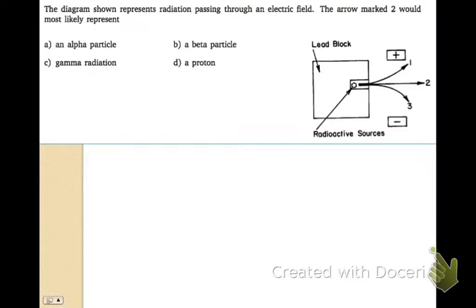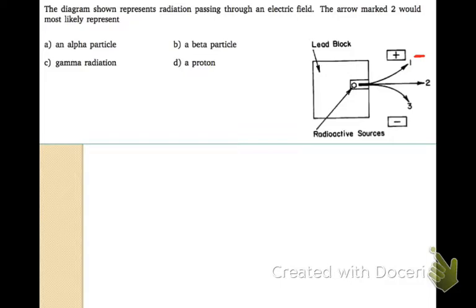The diagram shown represents radiation passing through an electrical field. The arrow marked 2 would most likely represent. Alright, so here this is a little crazier. You pretty much have a lead block, this box essentially, and it's emitting certain particles. So here, particle 1 is really attracted to the positive charge. If something's attracted to a positive charge, that's going to be negative.